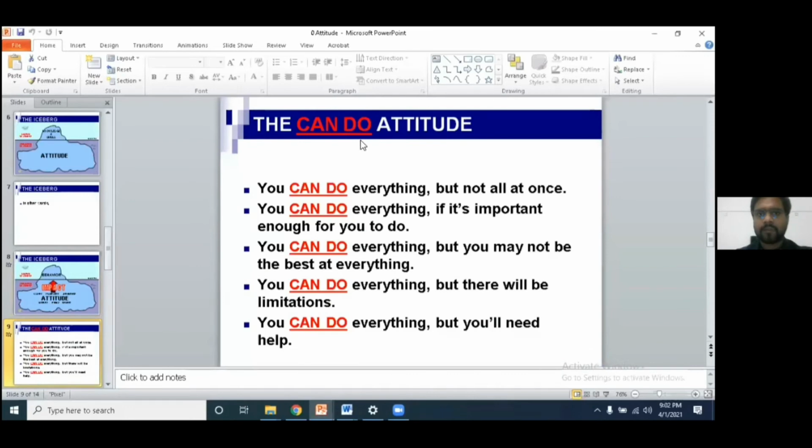Okay, here's some word: the can-do attitude. You have to have a can-do attitude in your mind. The can-do attitude is like that: you can do everything, but not all at once. That's the two things. You can do everything, but not all at once.